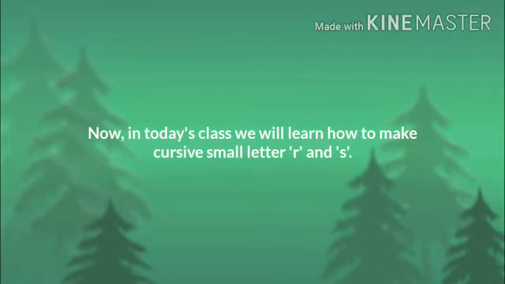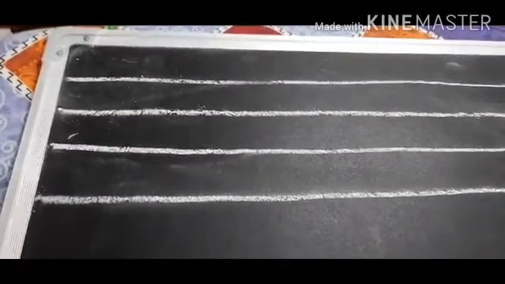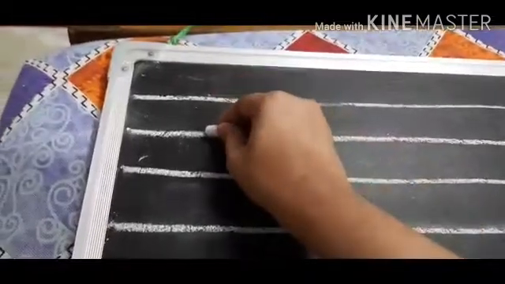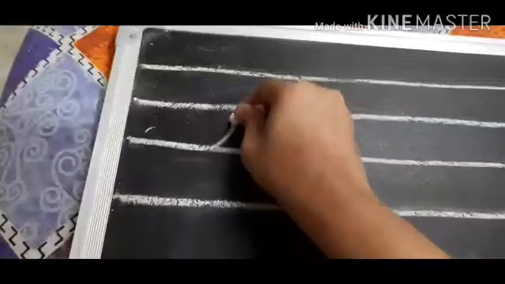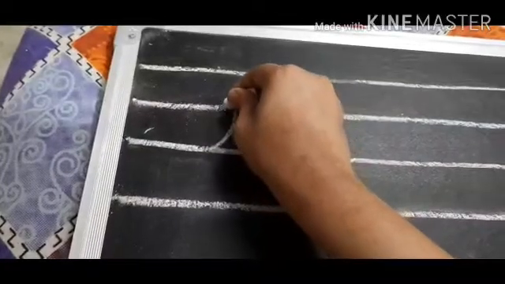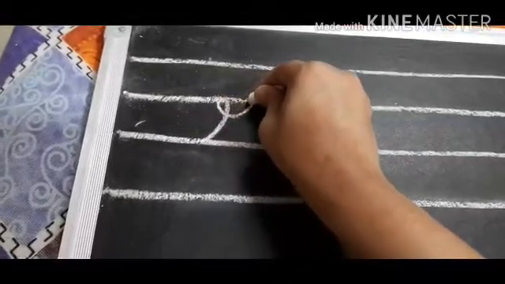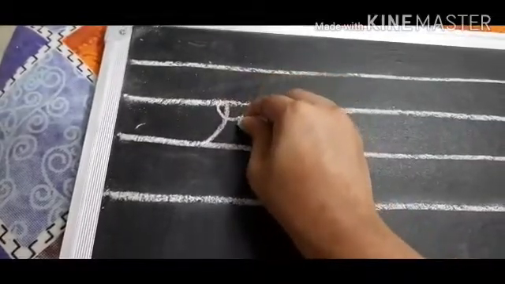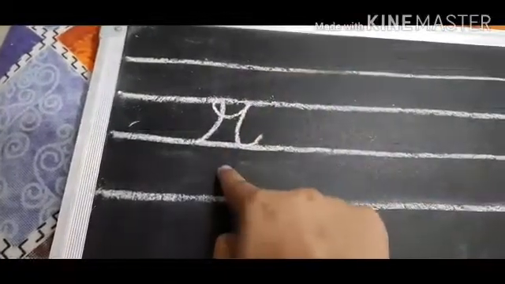Now in today's class, we will learn how to make cursive small letter R and S. Cursive R, we will begin from our third line. First, second and third. From the third line, go up to the second line, take a turn and again touch the second line, and from here come down and then take a turn. Cursive R. Look here once again.